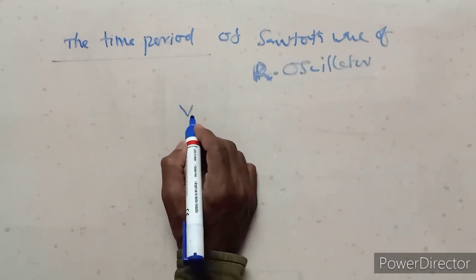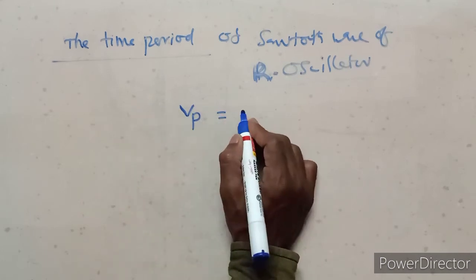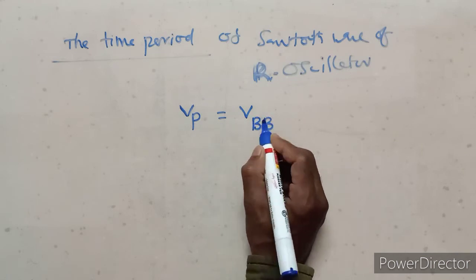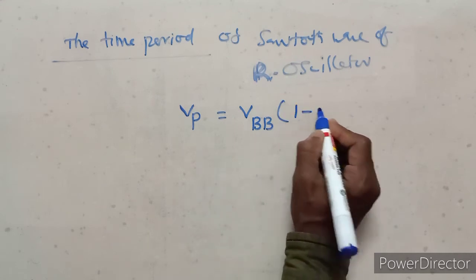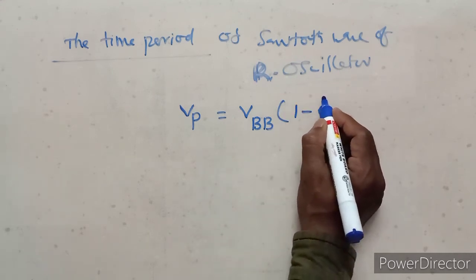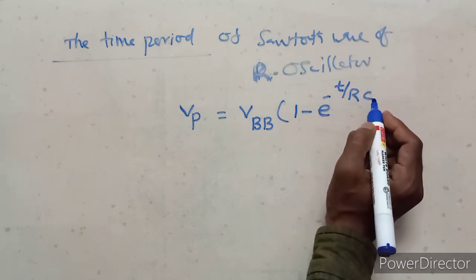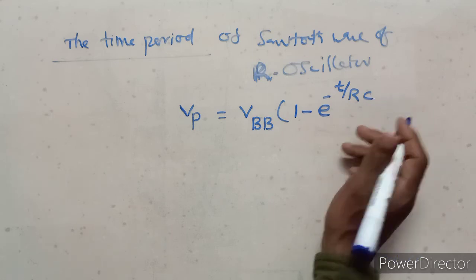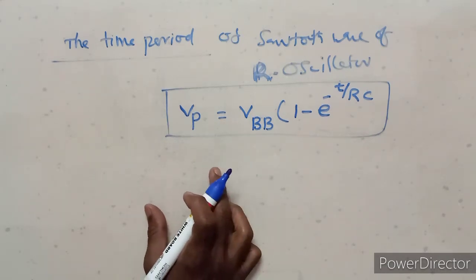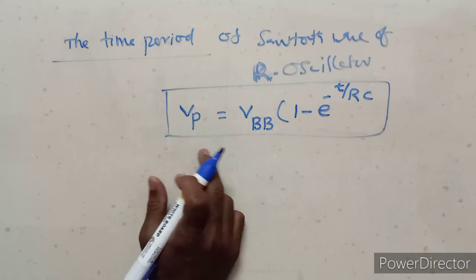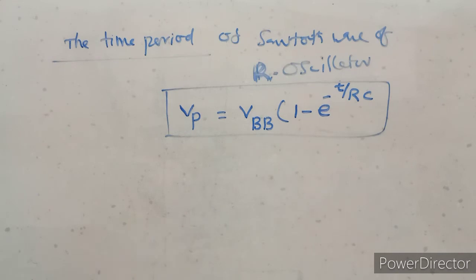Mainly the concept is VP, the peak point voltage, equals VBB, the voltage between base 1 and base 2, into 1 minus e to the power of minus t upon RC. This is the equation of the relation between the peak point voltage and the base voltage.